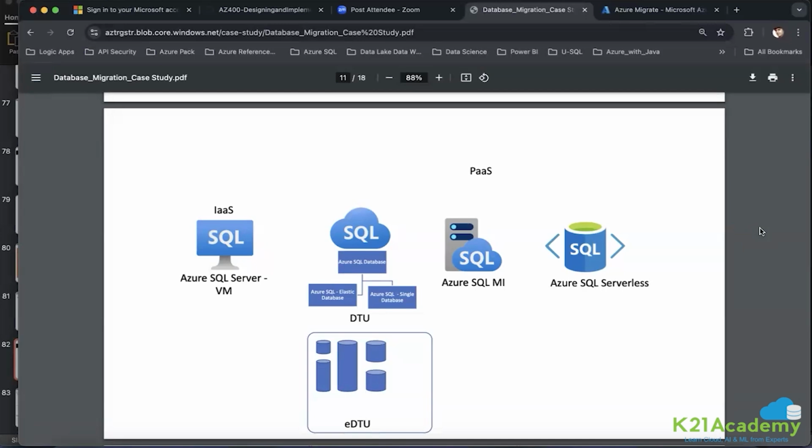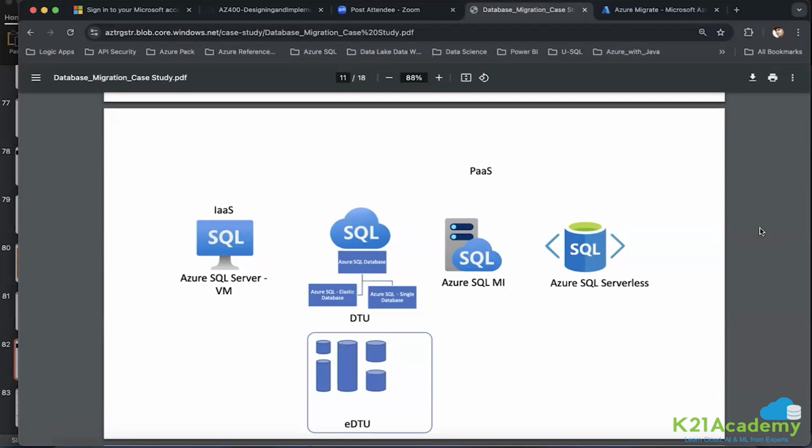Azure is offering you three flavors of platform as a service in terms of Azure SQL database. That is Azure SQL database with single DB or elastic pool, there is Azure SQL MI, that is managed instance, and Azure SQL serverless database services. So these three flavors of relational database engine are provided as platform as a service.